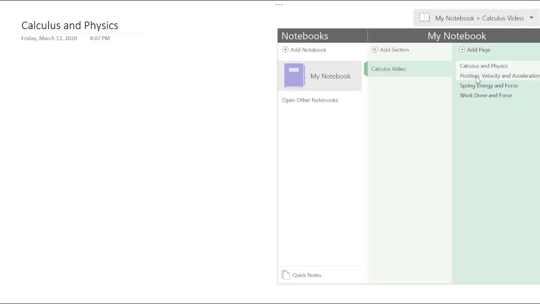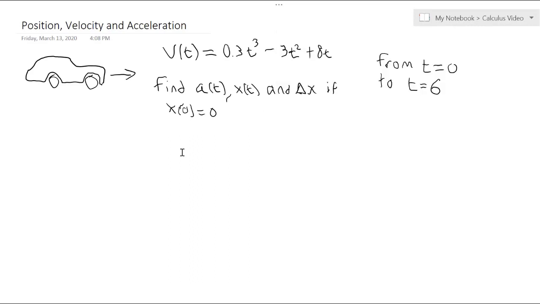And so there's a few different topics that we can do this with, and the first will be position, velocity, and acceleration. So here we have a magnificently drawn car, might I add, that is going in a certain direction, and we've mapped out the velocity over time. You see we have this velocity function here. And so the question says to find acceleration over time, the position over time, so that's another function, and then the total change in x if, of course, we start at the origin. And the time period we're discussing here is from t is equal to 0 to t is equal to 6.